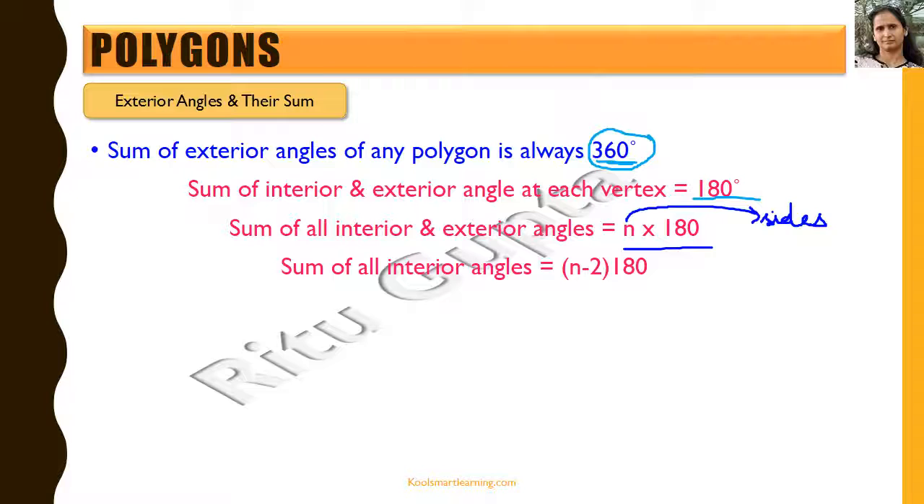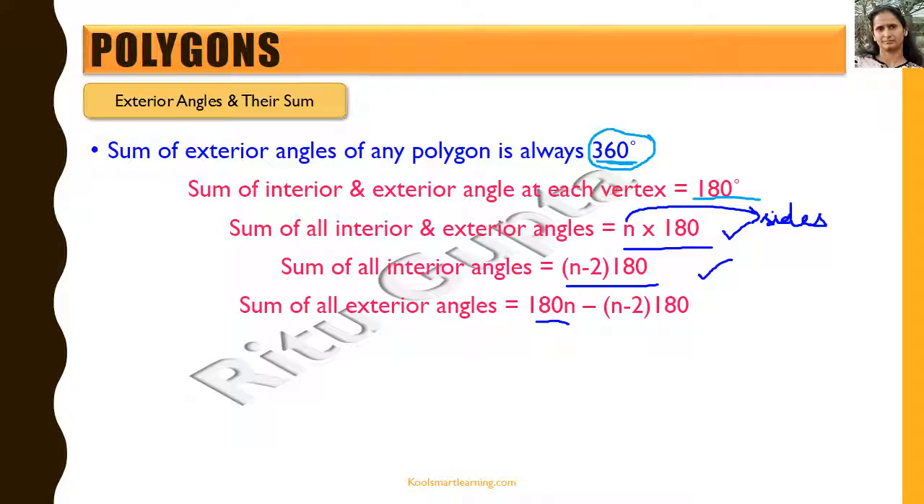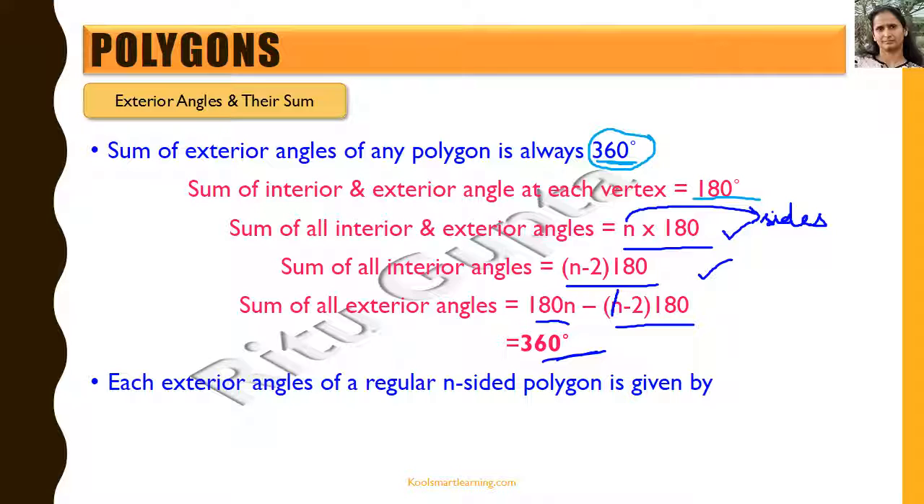Now the sum of all the interior angles we know is (n minus 2) into 180. So the sum of exterior angles would be the total sum minus the sum of interior angles, which would become 180n minus (n minus 2) into 180. So this comes out to be 360, because 180n cancels out with 180n and it becomes 360. So for each regular n-sided polygon, we can say that each exterior angle would be 360 divided by n. So this will be the value of the exterior angle for an n-sided polygon.